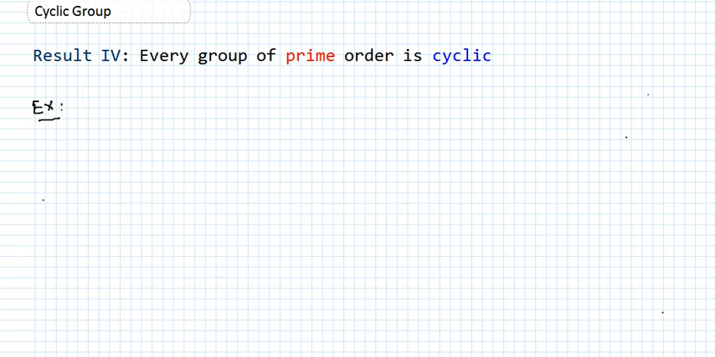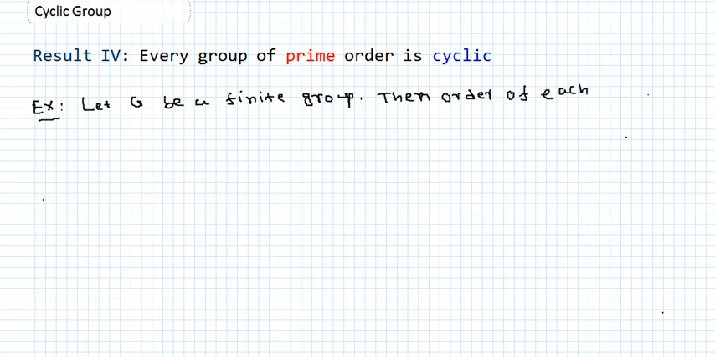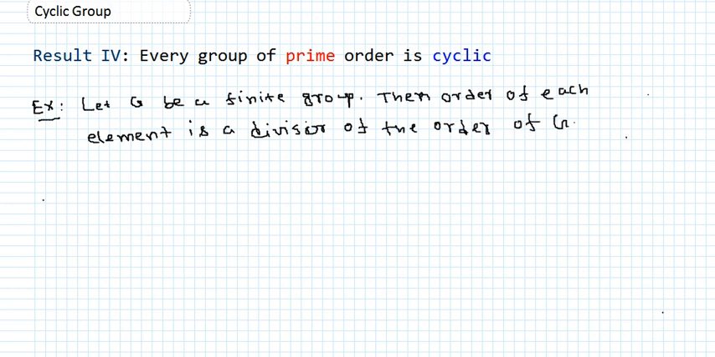It says that let G be a finite group, then the order of each element is a divisor of the order of the group G. Which means to say, let me explain that for your exercise.